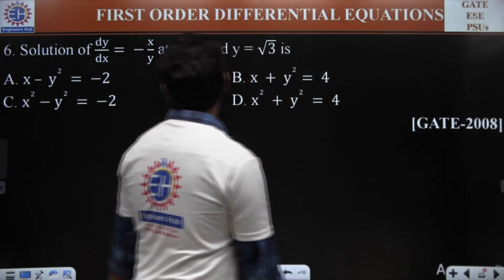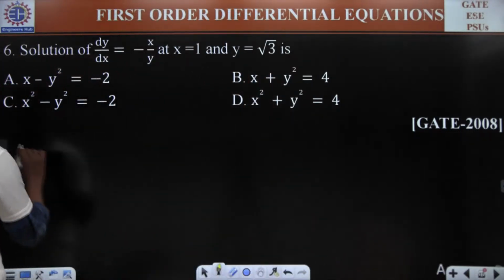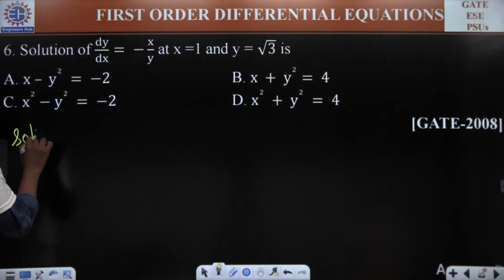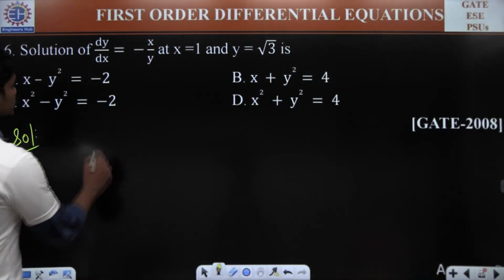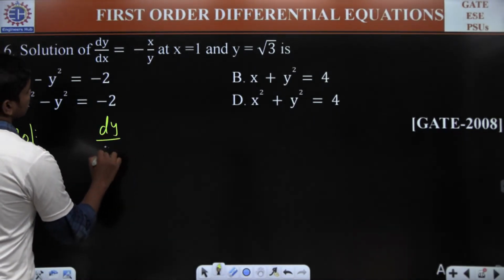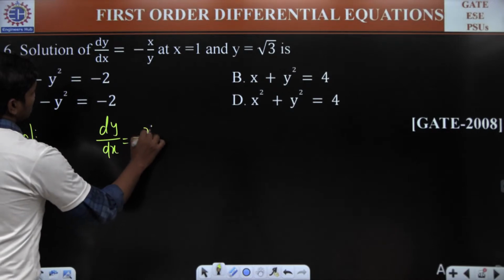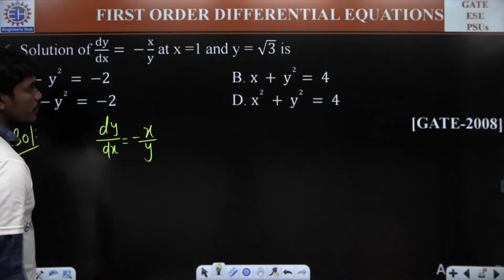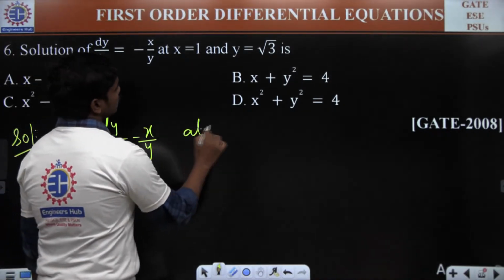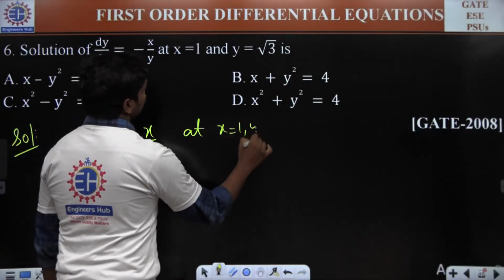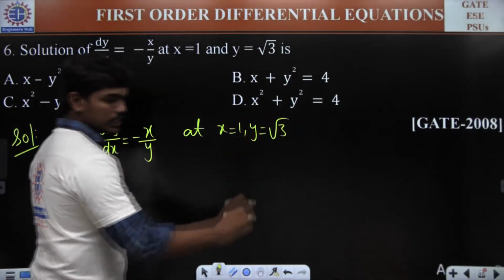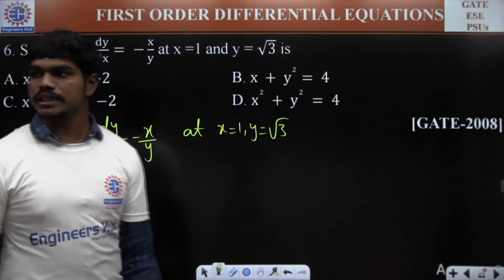Then this is the question. So please try to solve this. GATE 2008 again. dy by dx is equal to minus x by y, at x is equal to 1 and y is equal to root 3. What is the differential equation corresponding to this question? So please try to solve this.